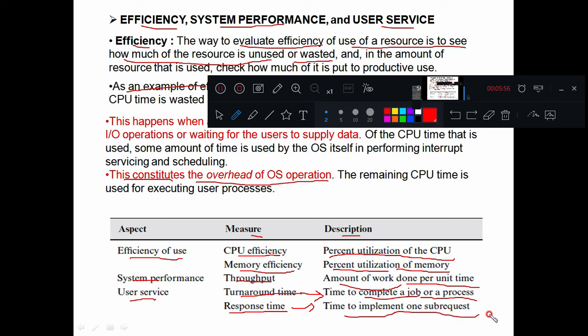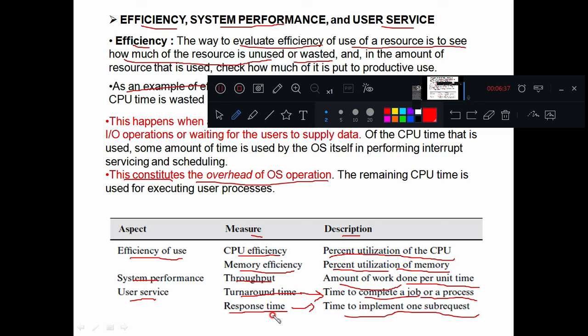So here I'll divide the request and sub request in two different forms. Let us say, what is the request? If I am performing one job, how much time I take to finish that job is called the turnaround time. And if I divide that job into sub jobs, then how much time I take to complete one sub job is called response time. I think you understood the difference between turnaround time and response time.